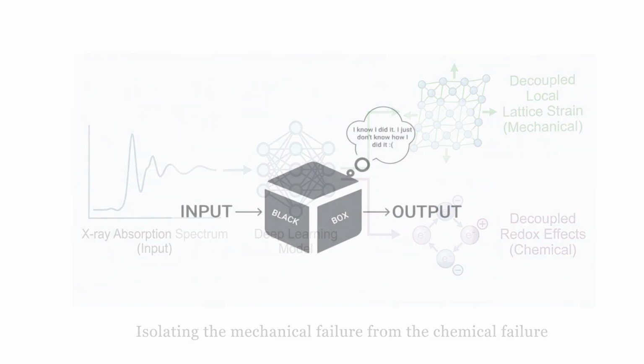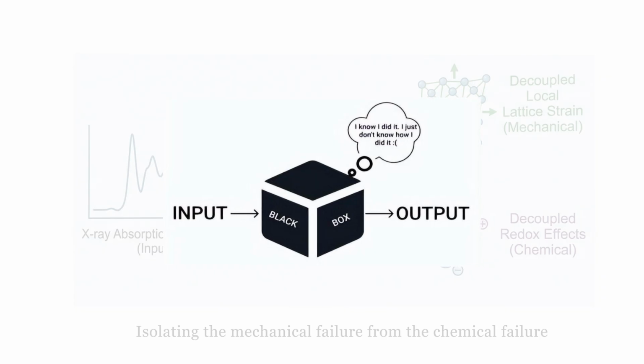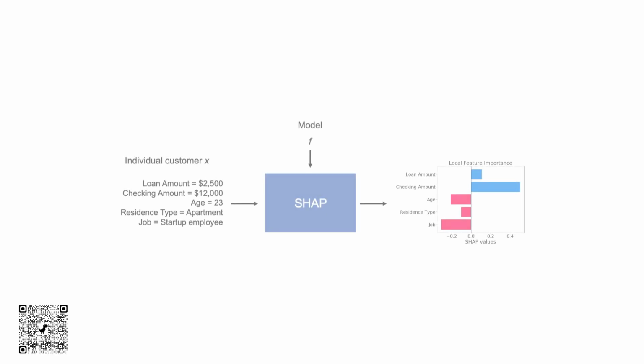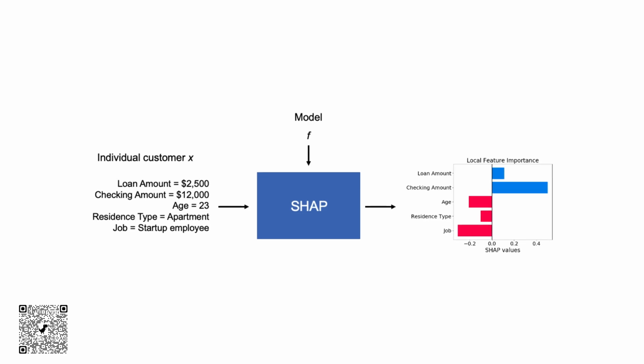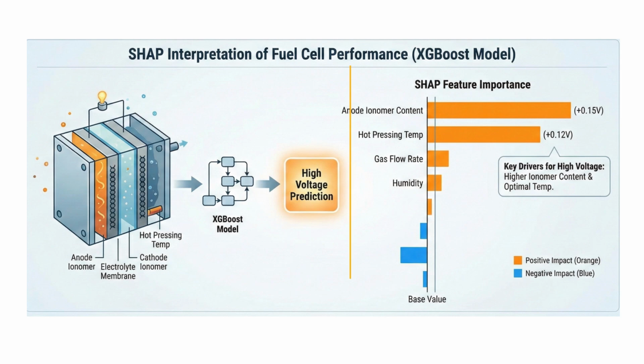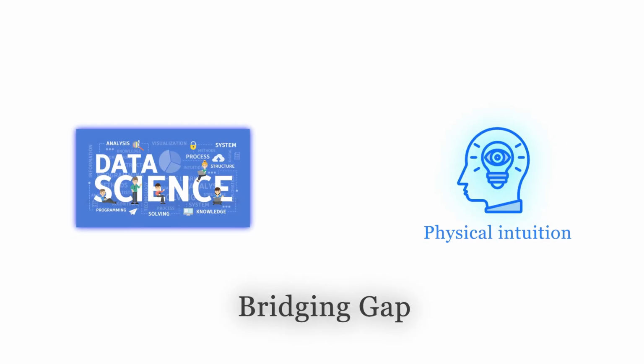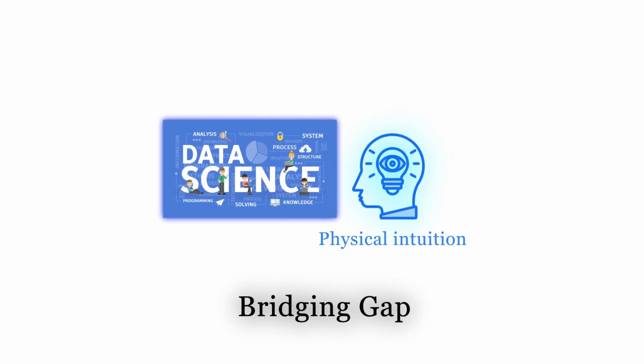A major critique of AI is the black box problem. It gives an answer, but doesn't tell us why. In fundamental science, why matters. To solve this, we use interpretability methods like SHAP, Shapley additive explanations. SHAP assigns an importance value to every input feature. If an XGBoost model predicts a high voltage for a specific fuel cell design, SHAP analysis can tell us it's high voltage specifically because of the anode ionomer content and the hot pressing temperature. This bridges the gap between pure data science and physical intuition.